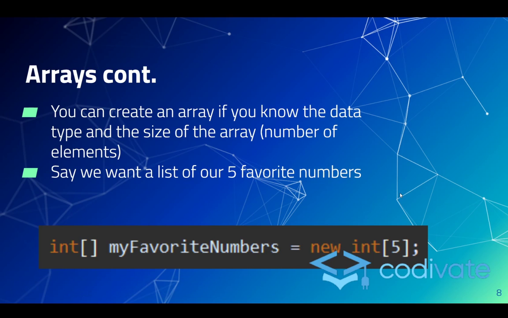Now, the new word here is basically telling the computer, hey, I'm making a new thing in memory, right? So it's going to initialize a new array with 5 integers, and it's going to set them all equal to 0 when I say new int 5. And then it's basically going to give this variable the address of that array, and that's how it sets it up.